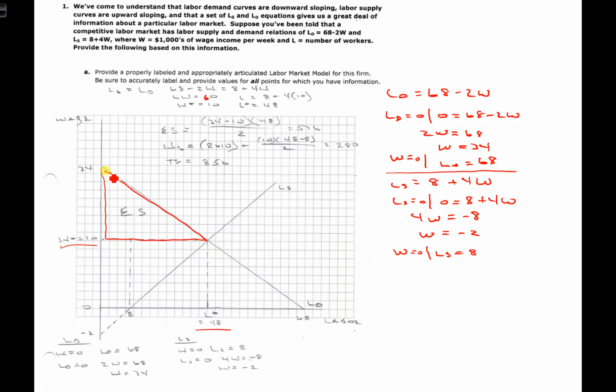And we know that that'll be 34 minus 10 for the height, and then 48 for the width. So 34 minus 10 for the height times 48 for the width, divided by 2 because it's a triangle. So employer surplus of 576.